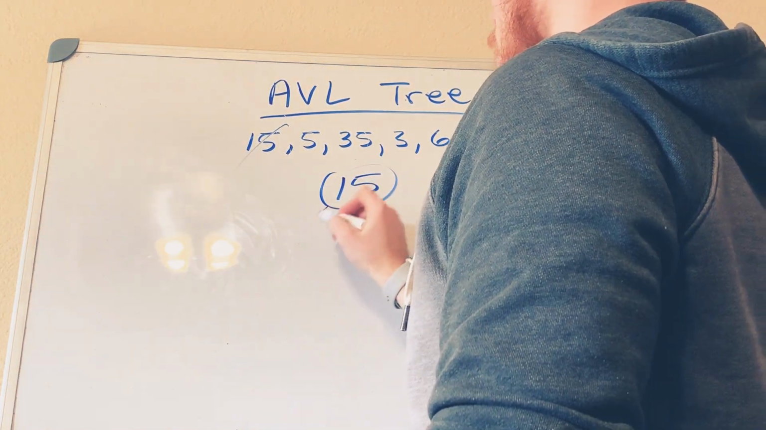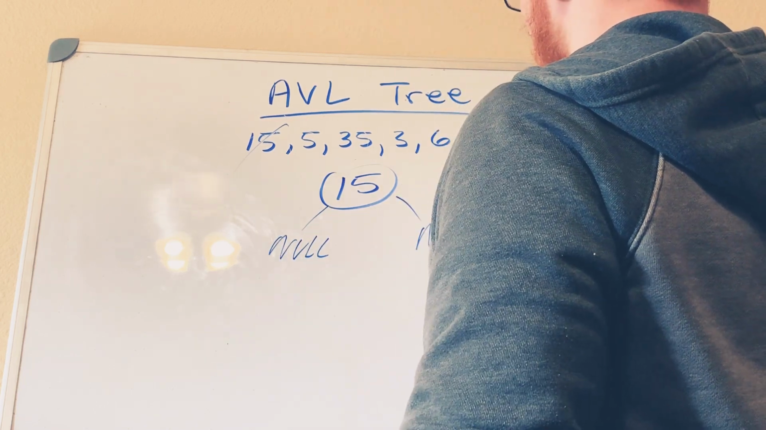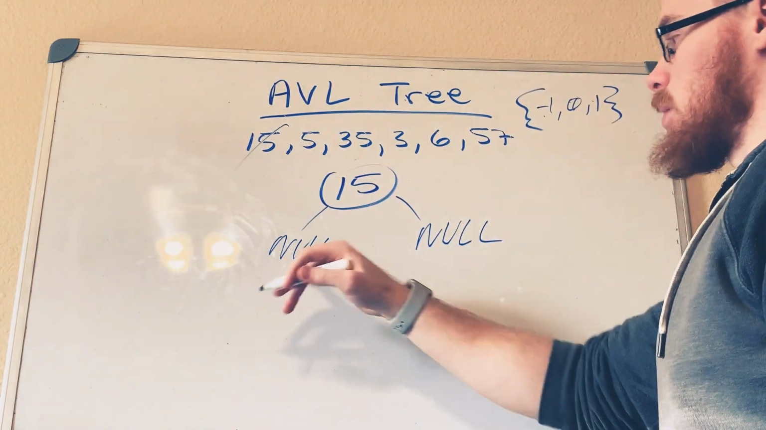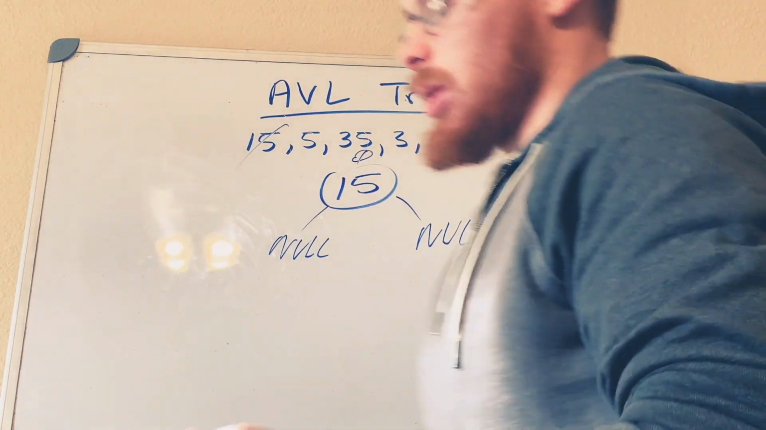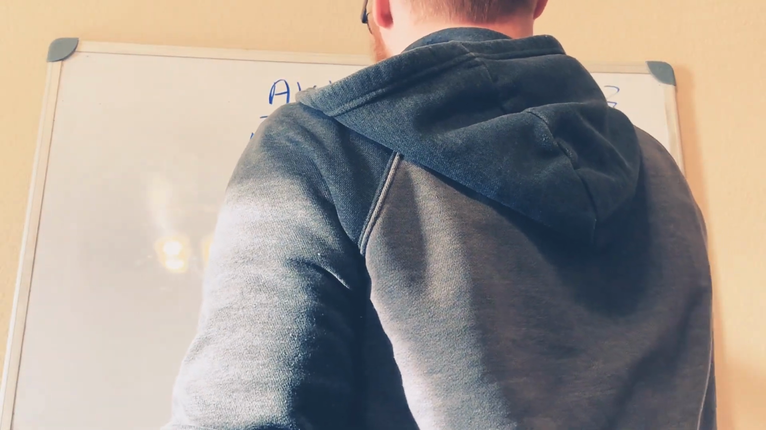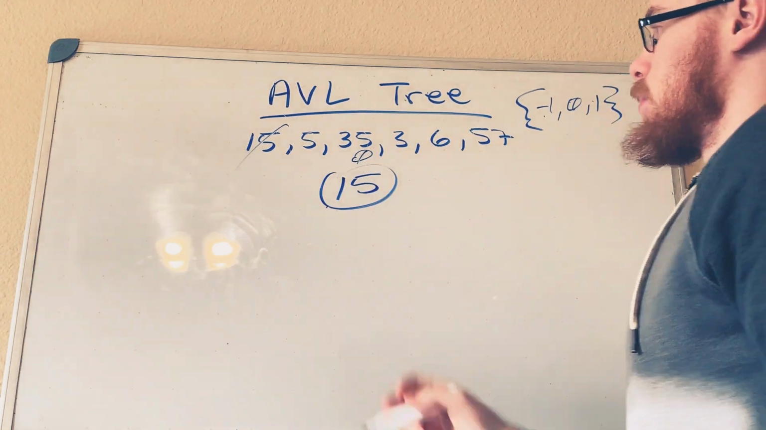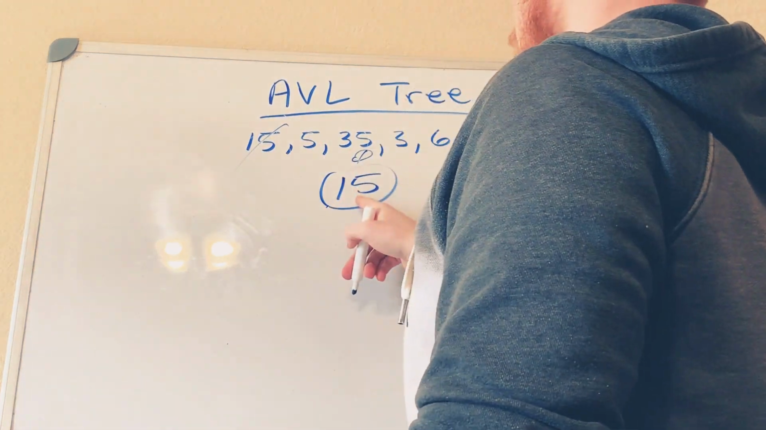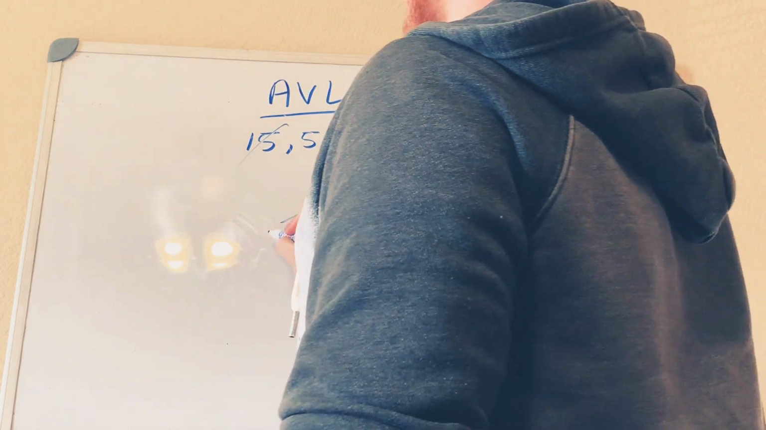So right now, this is null. This is null. That's basically 0 and 0. The balance is 0. Now I'm going to get rid of these nulls. I just want to explain to you guys, especially when you actually start coding, that those are nulls. The right and the left child are nulls. So the balance is 0. Let's insert the 5. The 5 is less than 15, so it's going to go to the left.